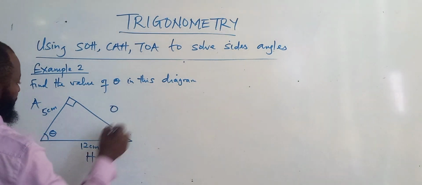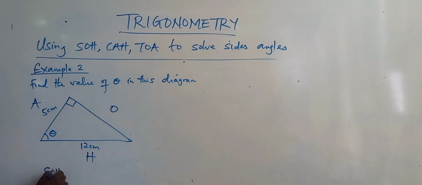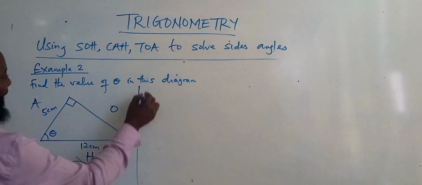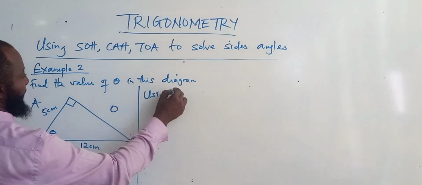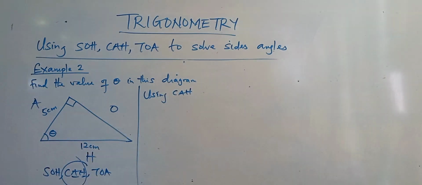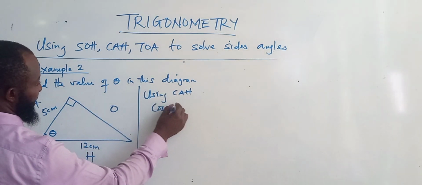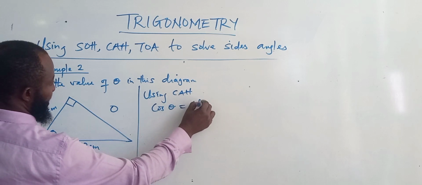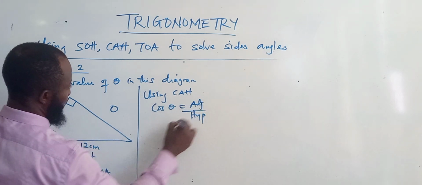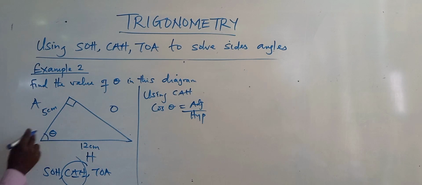Among this, SOH-CAH-TOA, it is CAH that has AH. So which means we're going to use CAH. Using CAH to solve this. So that means cos theta equals adjacent divided by what? Hypotenuse. So our theta is still theta.